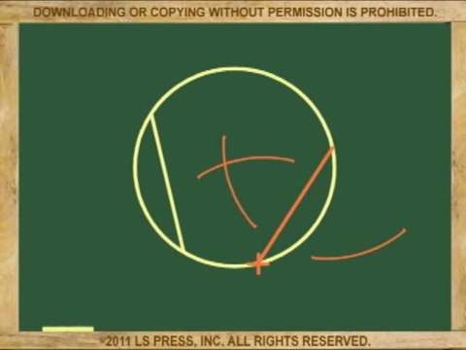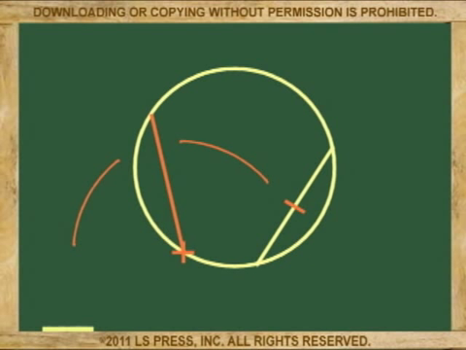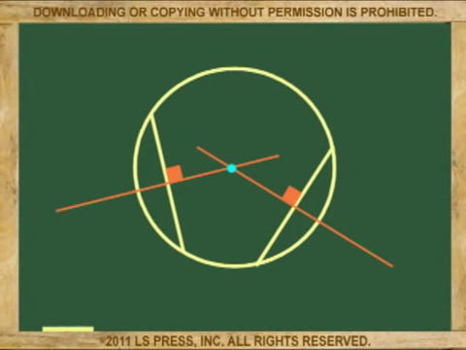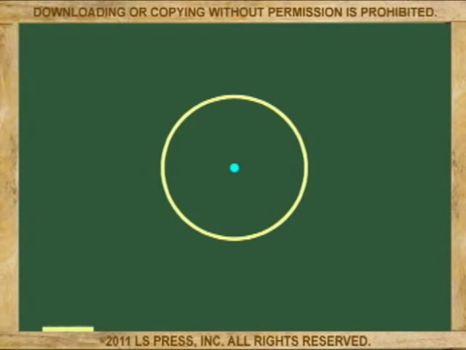Let's work with circles now. To find the center of a circle, first draw 2 chords. Bisect the chords as we did with segments before. Where the 2 bisectors meet, that's the center of the circle. Now, once we have the center of the circle, we can draw a tangent to any point on the circle.